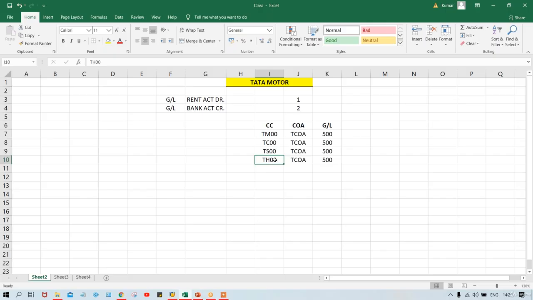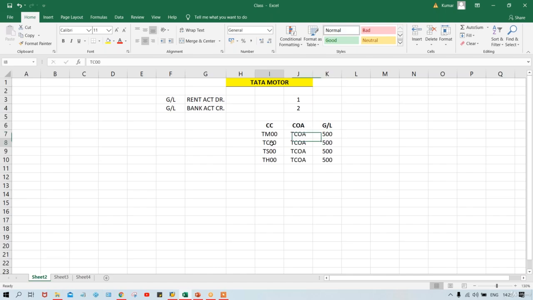Still some questions will be there in your mind, guys, but don't worry, I'll clarify one by one. I'll explain each and everything. Right now, what is happening here? If we have created 500 GL accounts against this chart of account, and I have assigned this chart of account to Tata Motor, it means Tata Motor will be able to use these 500 GL.